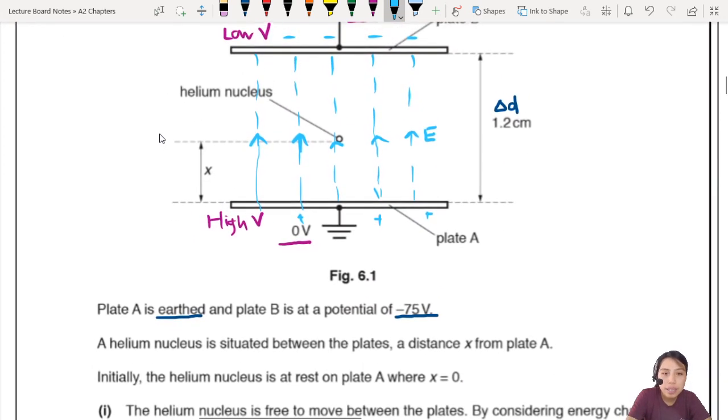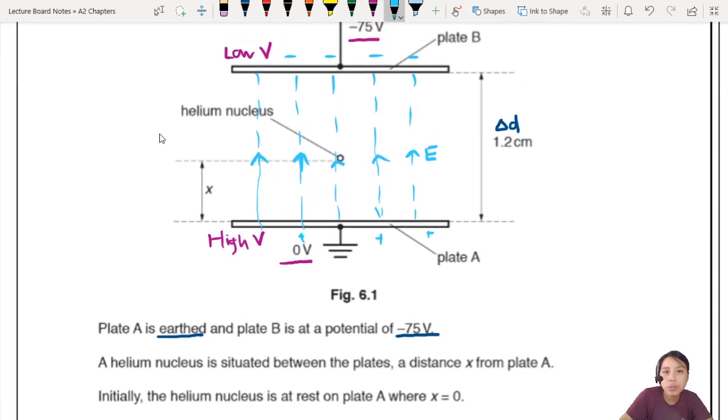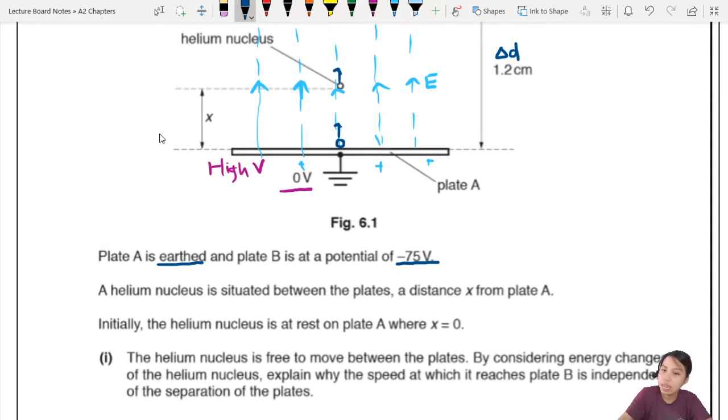So what are we supposed to do? A helium nucleus is sitting there. Initially it's at rest on plate A where x equals 0. So this little nucleus starts off here, then it will move up until here. The helium nucleus is free to move. By considering energy changes between the plates, explain why the speed is independent of separation. Explain is our keyword here. You need to give a reason why the speed when it reaches plate B is independent of separation.